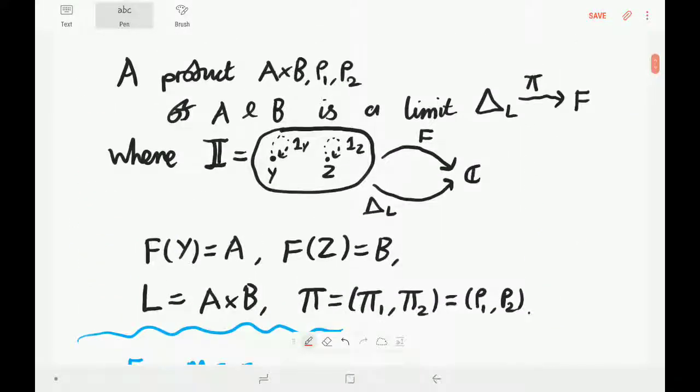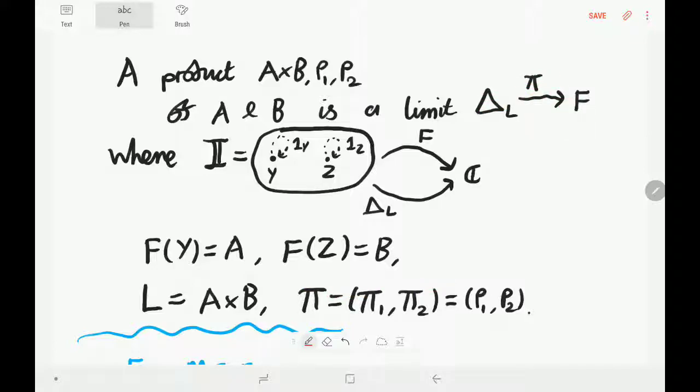Yeah, I'll say what delta is in a minute. It's a kind of functor. I've told you what F is. L here is the actual product, in this case, A times B. And pi here is a natural transformation from this, what I'll call the L value constant functor, delta L, to F. Pi is a natural transformation from delta L to F.